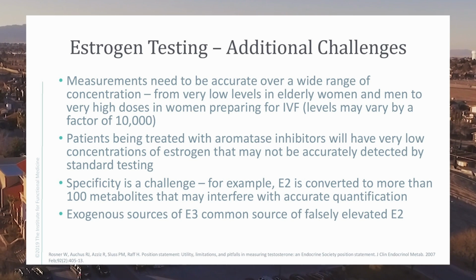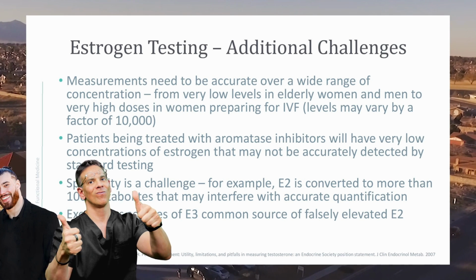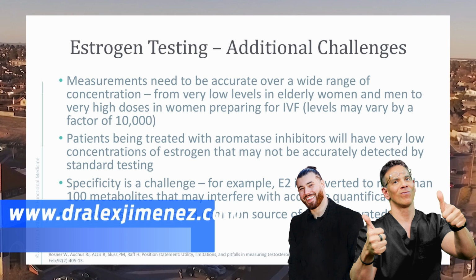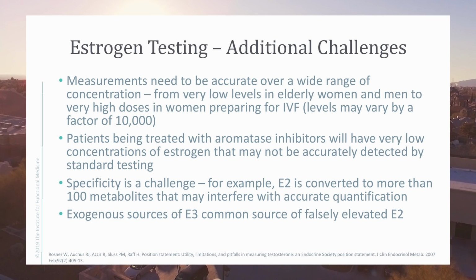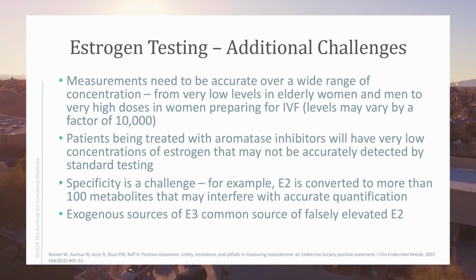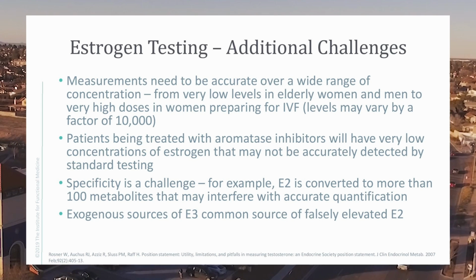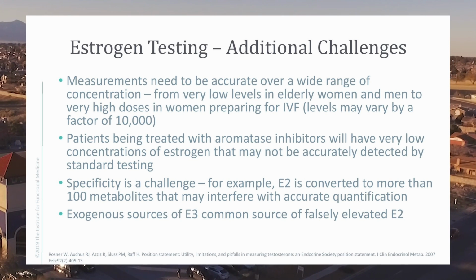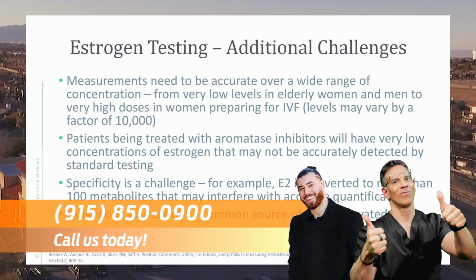Now, it can also be difficult to try to assess estrogen levels in women being treated with aromatase inhibitors because they're going to have, hopefully, very low concentrations of estrogen, so that may not be accurately detected by standardized testing. And then specificity is a problem because we talk about how estradiol, E2, we focus mostly on how it gets broken down into estrone and then how the estrones get broken down. But the reality is estradiol is converted to more than 100 different metabolites, and that may interfere with accurate quantification. So labs have to keep that in mind and make sure that they're getting adequate specificity for you.